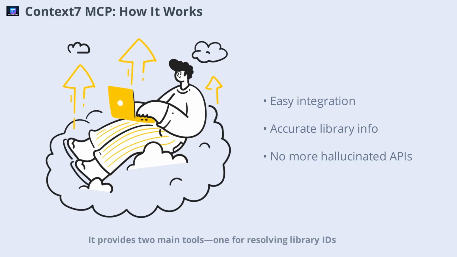snippets on demand. It provides two main tools, one for resolving library IDs and another for retrieving documentation with optional topic filtering. This means you can get accurate, current information for any library, even those released after your AI's training cutoff. Whether you're adopting new libraries, upgrading frameworks, or working with niche packages, Context7 ensures your AI always has the right information to generate working code on the first try.